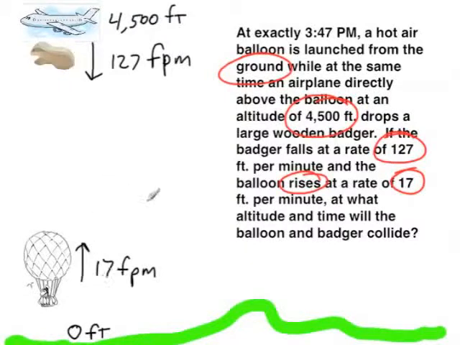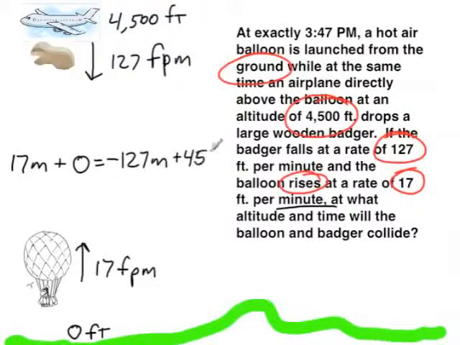So for our balloon, once again we're measuring in minutes. So our balloon has a rate of 17 feet per minute, 17m, plus a starting value of 0, which needs to now equal the airplane, which is at 4,500 feet, but the wooden badger is falling at a rate of 127, which leads to a negative change. It's falling, going down. So negative 127m plus its starting value of 4,500. Once again, that now gives us an equation that we can solve.